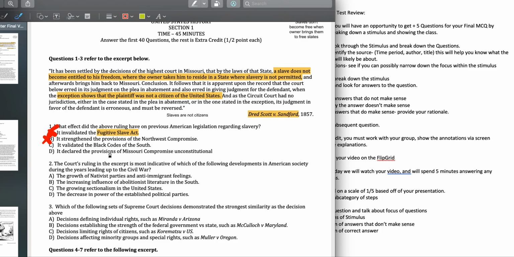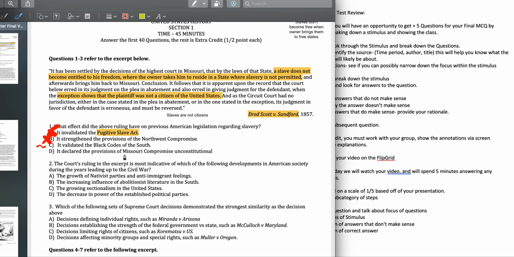It validated the black codes of the South. Did it strengthen the black codes, which is, well, you can't teach them to read and write and whatnot? Well, possibly, right? It has to do with slavery. And then it declared the provisions of the Missouri Compromise unconstitutional.